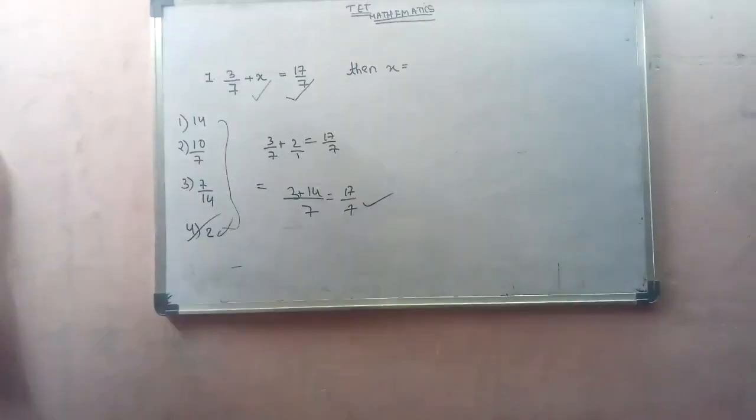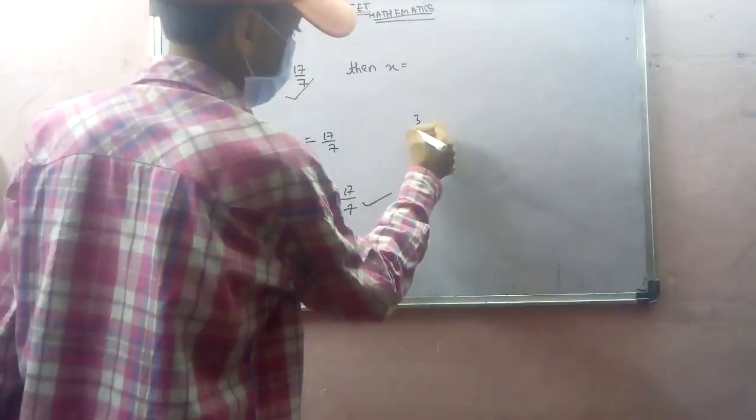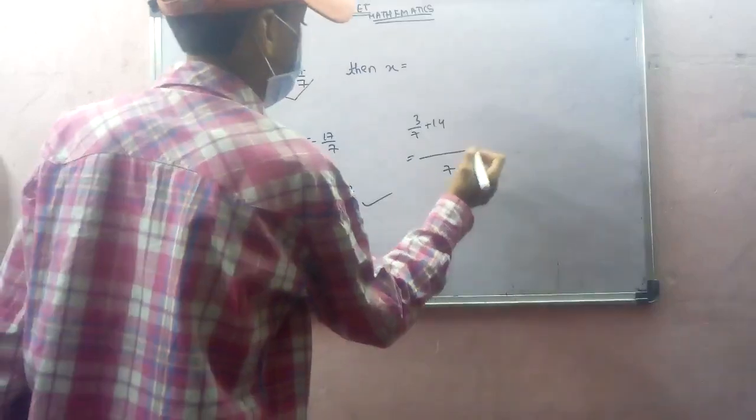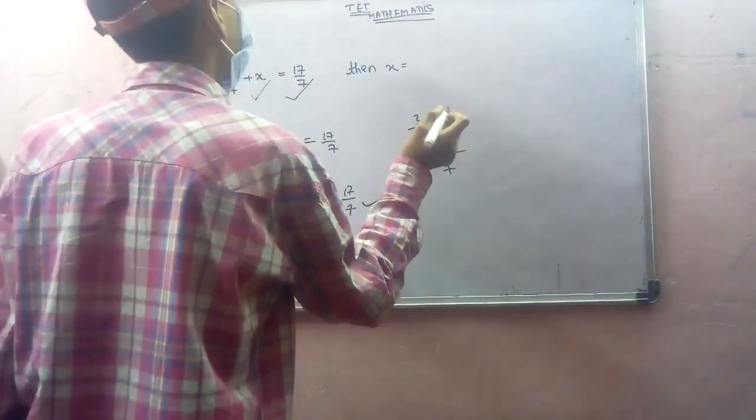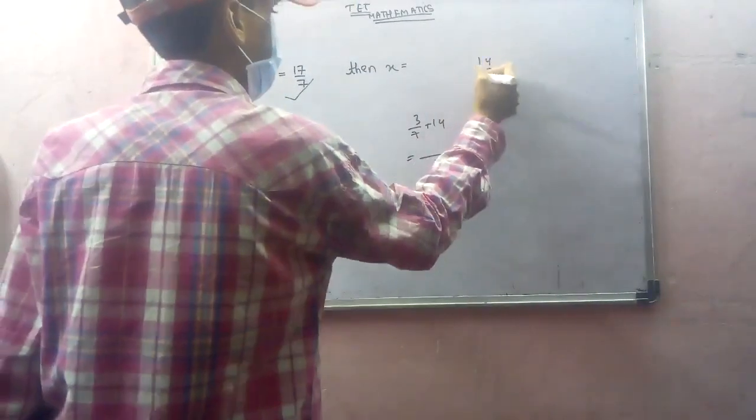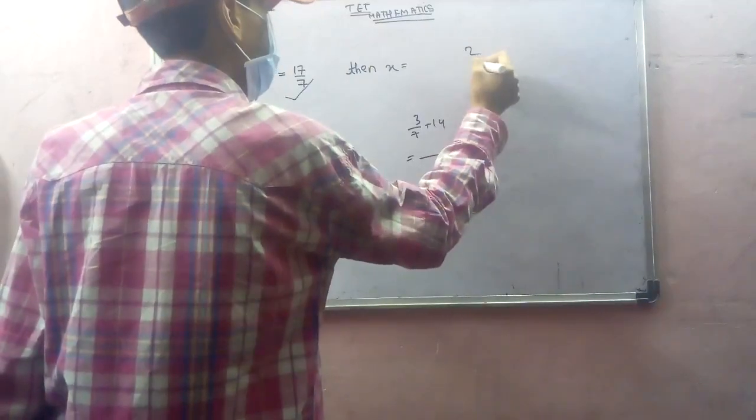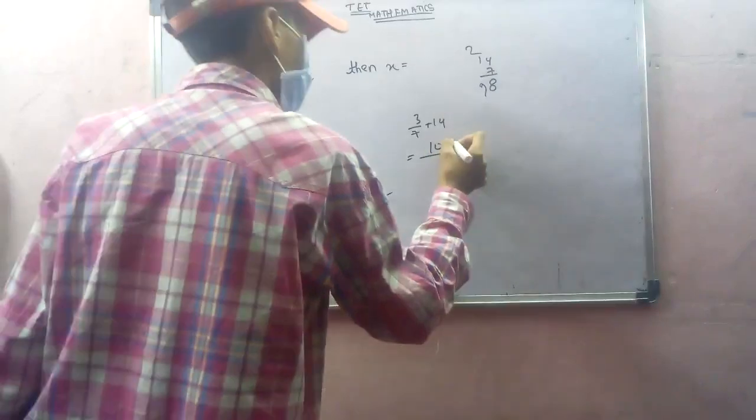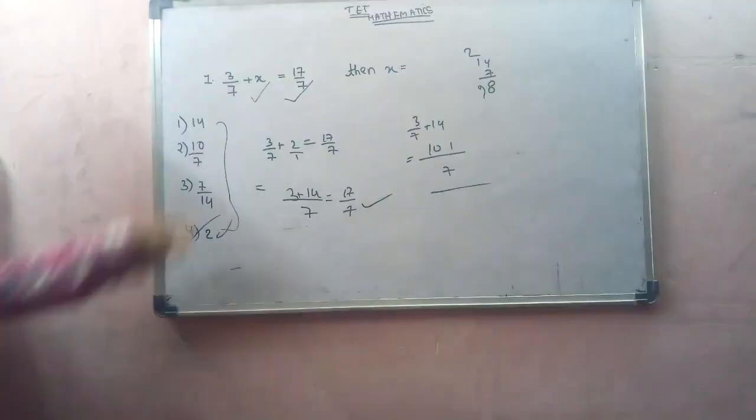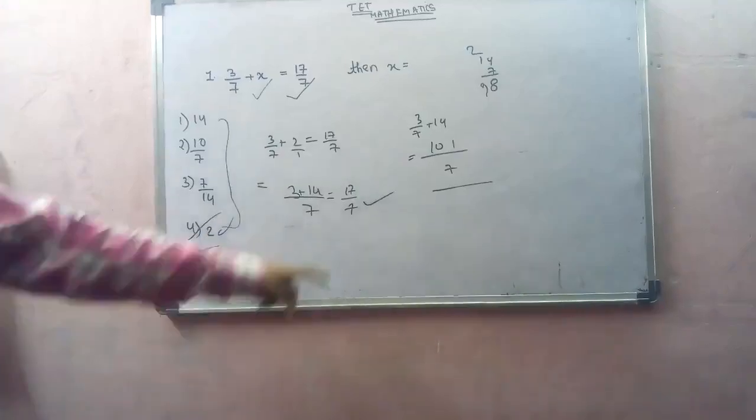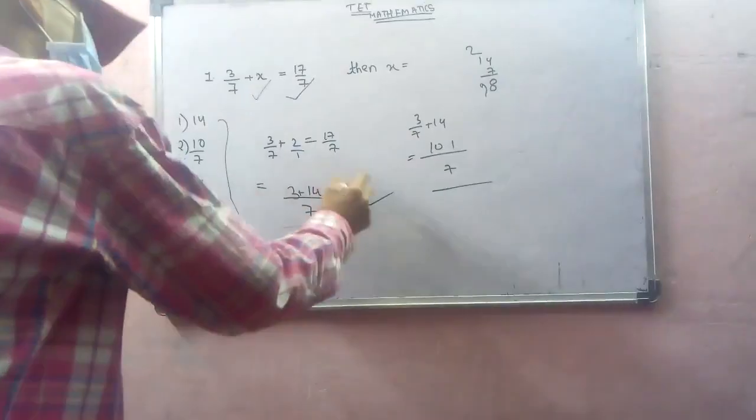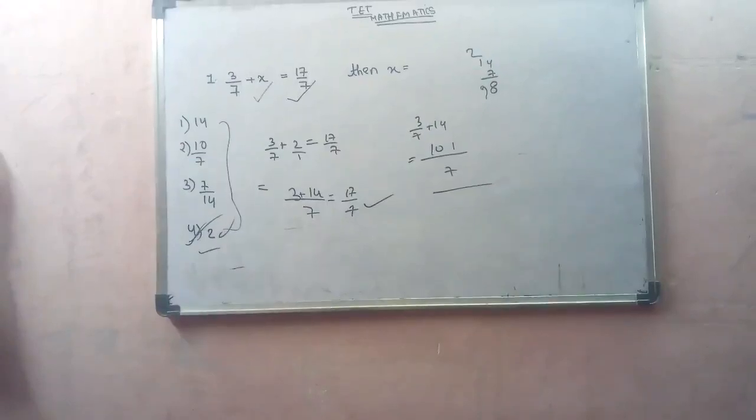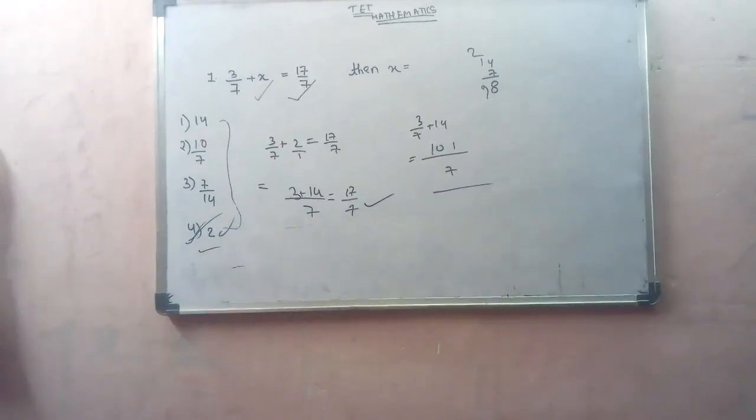the correct answer. If you put 14, what answer will you get? 3 by 7 plus 14, you will get 7 fourteens are 98 plus 3, 101 by 7. Keep all values and try. I kept 2 directly, and we got 17 by 7. So the fourth option is the correct answer. Now moving to the next question.